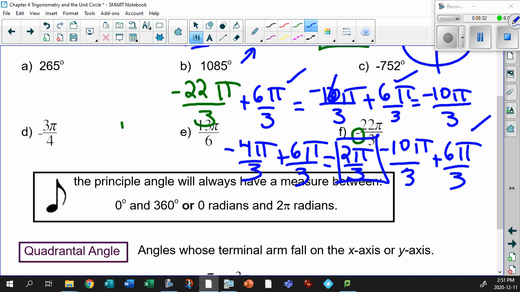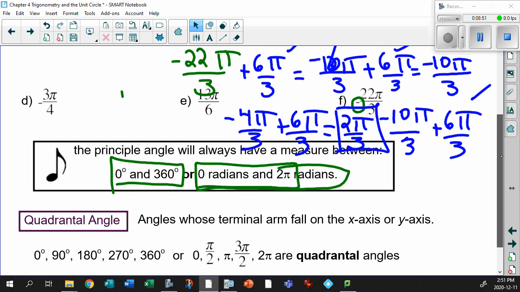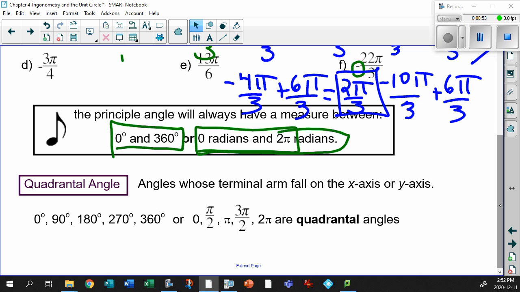Oh my goodness, that ends up being a real pain, doesn't it? But it works. So, a couple of things that we have to remember. The principal angle will always have a measure between 0 and 360 degrees, or 0 radians to 2 pi radians. That's the principal angle, and it always has to be positive. But what happens when an angle lands right on an axis? Well, one more term for you to memorize. It's called a quadrantal angle.